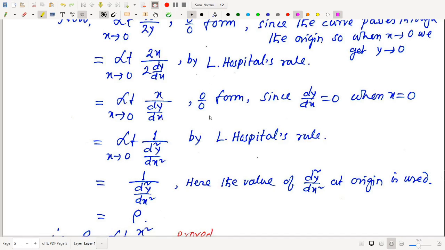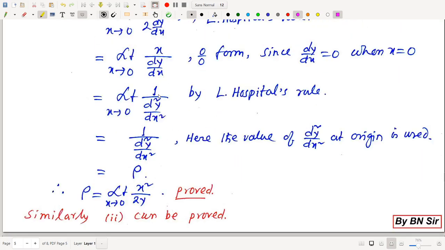Now this is again in 0 by 0 form. Why? Because dy by dx is 0 when x is 0. So it is again in 0 by 0 form. So again we apply L'Hospital's rule. It will be derivative of x is 1 and derivative of dy by dx is d square y by dx square. So limit 1 by d square y by dx square as x tends to 0.